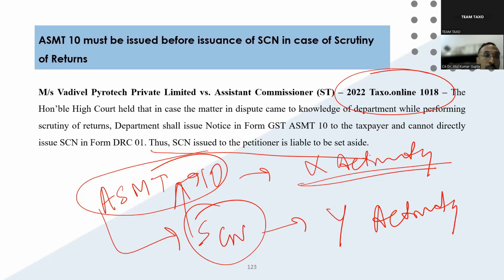Can we seek adjournment for Assembly 10? The answer is yes, Samirji. Vijay Kumar Subramaniam ji is asking whether SCN can be issued for 17-18 after 30th September. The answer is yes. They can issue, but they have to invoke section 74 for the same.